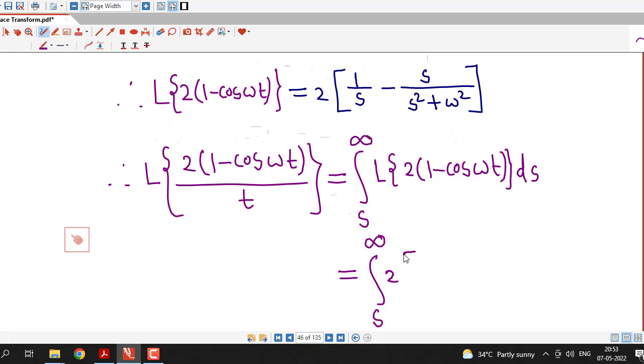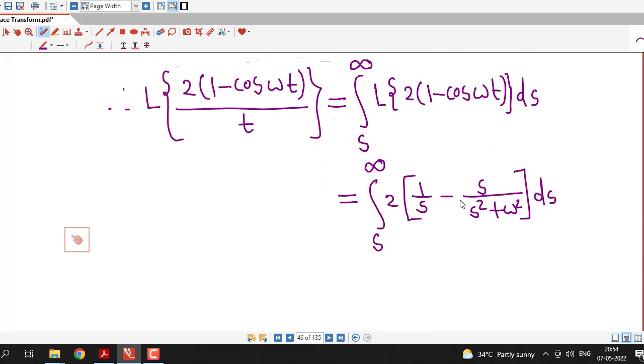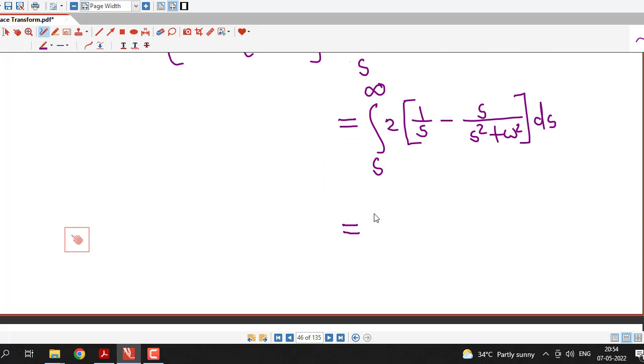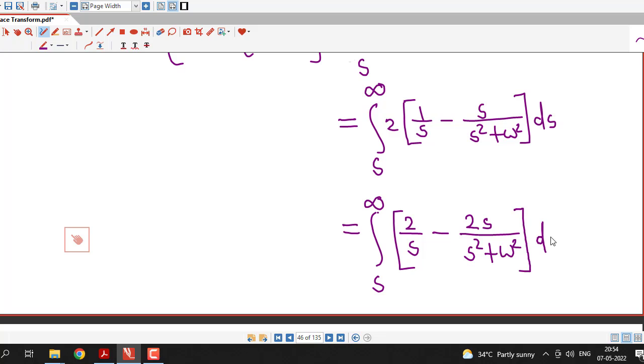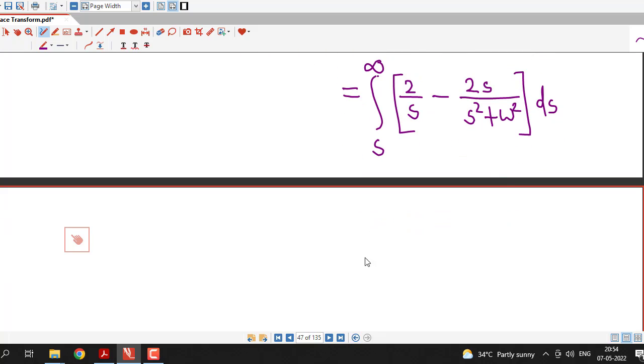It is 2 times 1 divided by s minus s divided by s square plus omega square. Integral is with respect to s. Now this is again written by multiplying this bracket by 2. So we write 2 by s minus 2s divided by s square plus omega square. Integral is with respect to s.